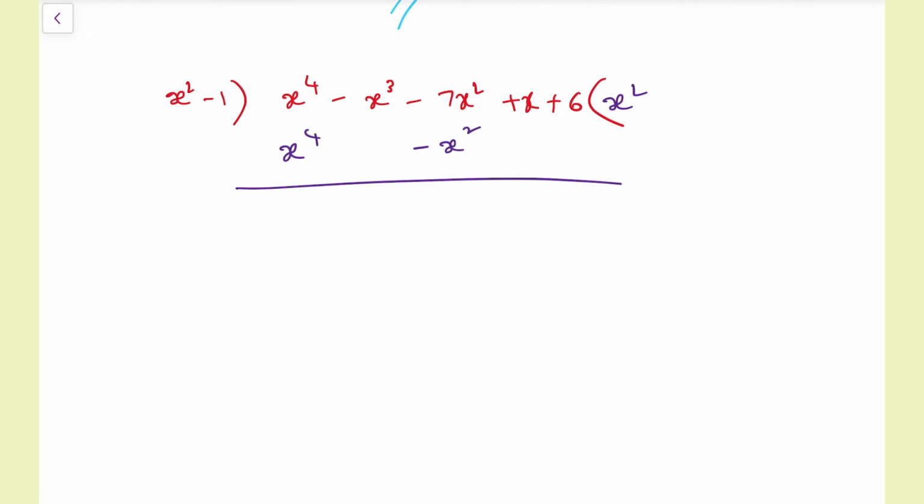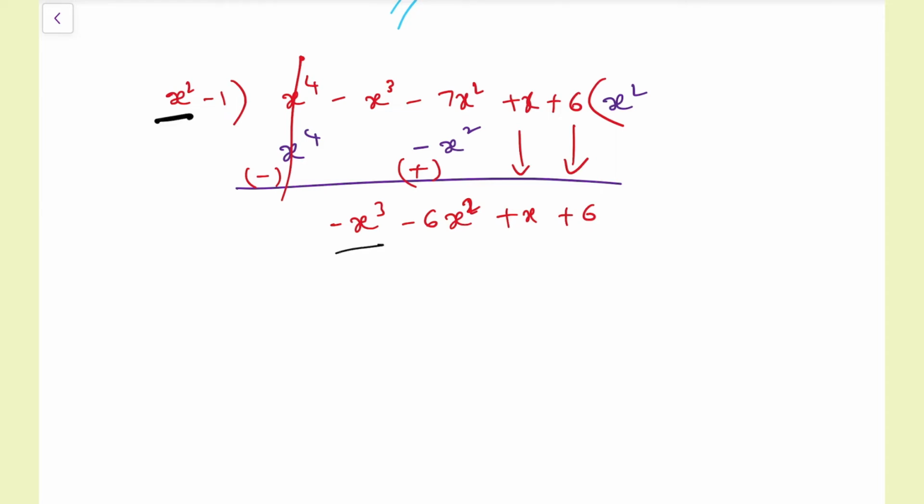Okay, next we need to do subtraction. So plus becomes minus, minus becomes plus. These two will get cancelled. Then drop minus x cube as it is. Then minus 7x square plus x square is minus 6x square, dropping remaining plus x and plus 6. If you drop one by one or all at a time, it's up to you, no worries at all in that. Next again, x square should be multiplied by which number?